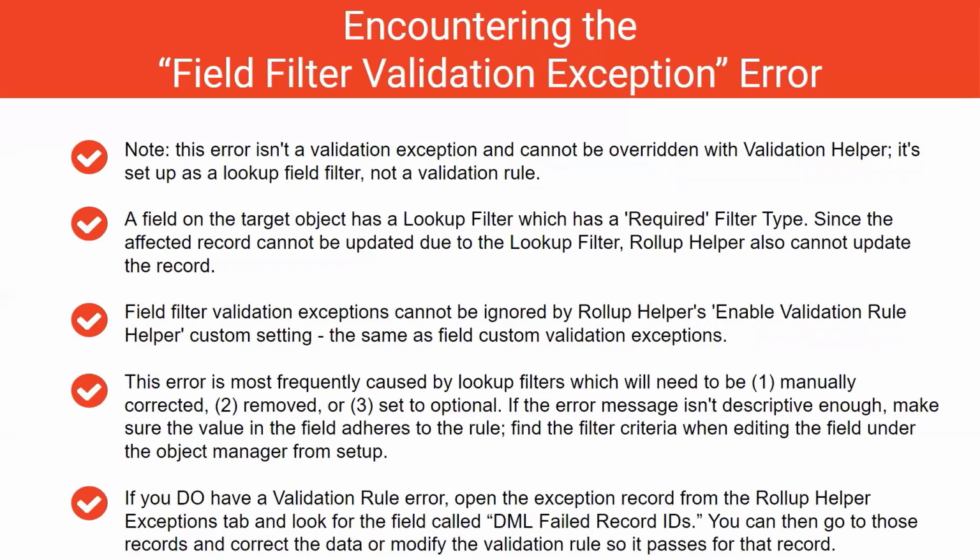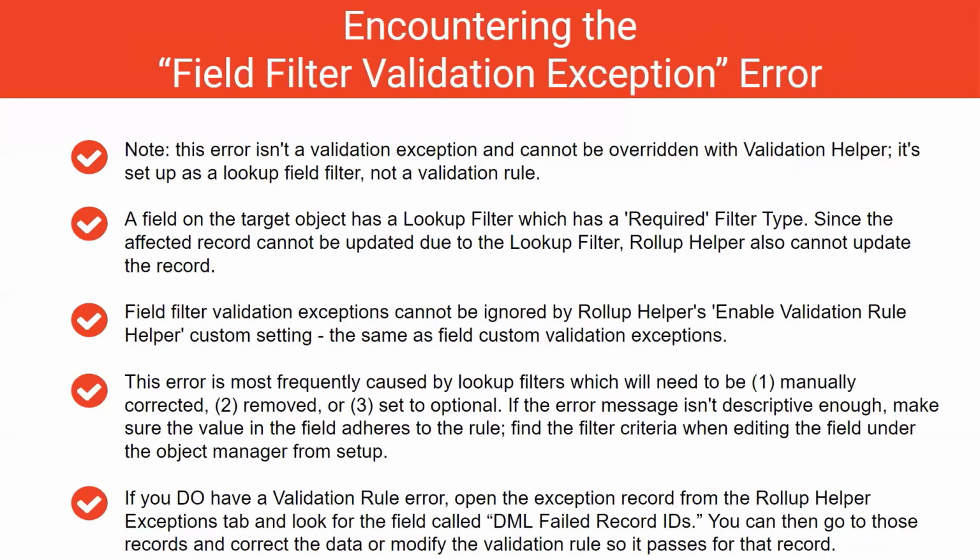Note, this error isn't a validation exception and cannot be overwritten with Validation Helper. It's set up as a lookup field filter, not a validation rule. A field on the target object has a lookup filter, which has a required filter type. Since the affected record cannot be updated due to the lookup filter, Rollup Helper also cannot update the record.